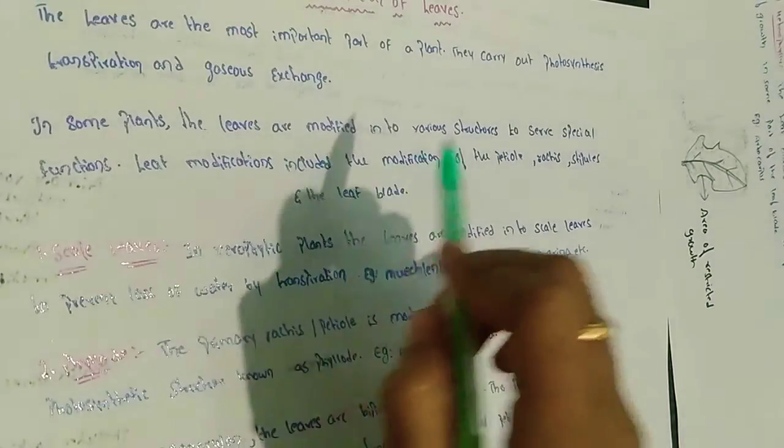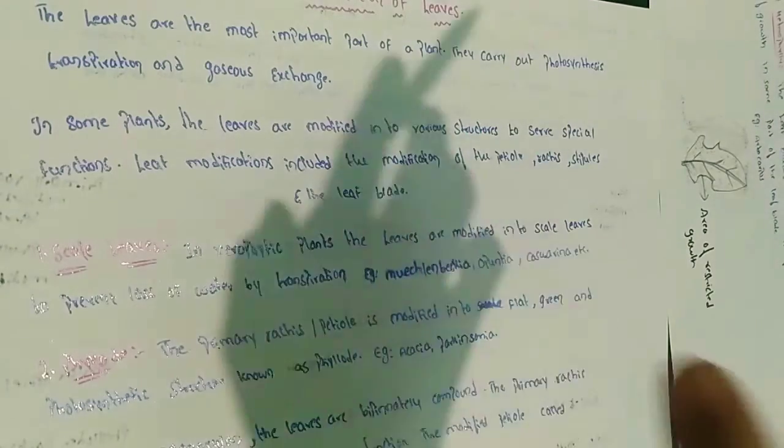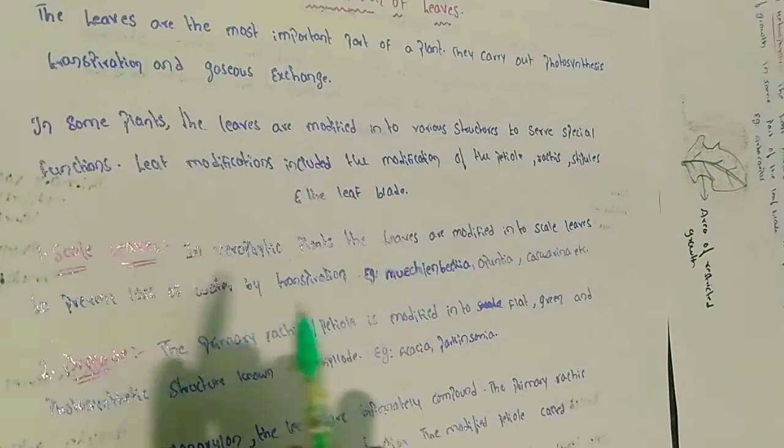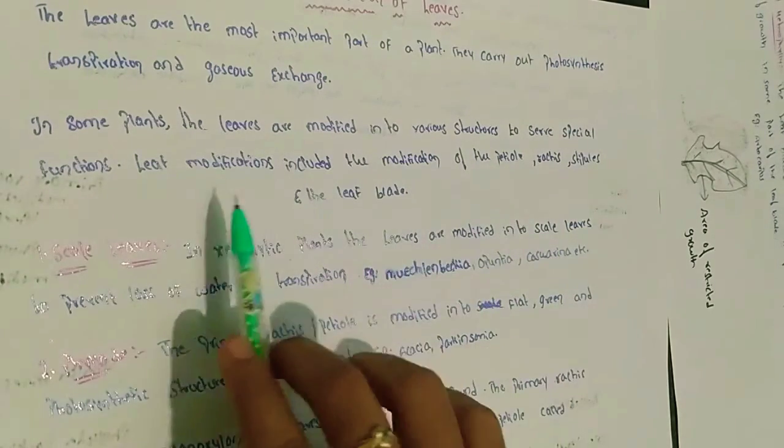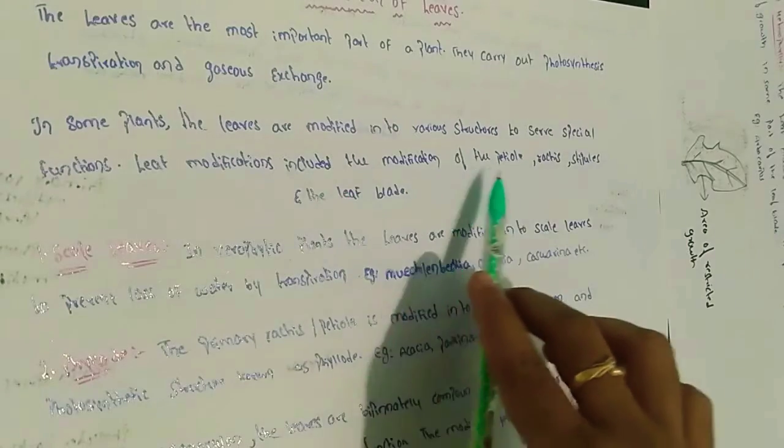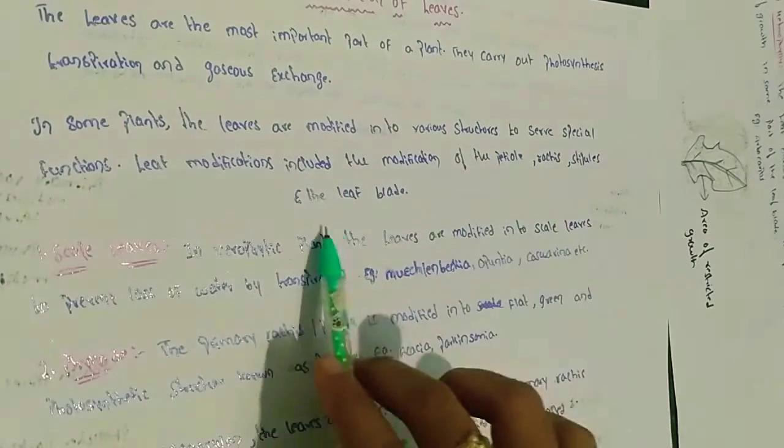In some plants, the leaves are modified into various structures to perform special functions. Leaf modifications include the modification of petiole, rachis, stipules and the leaf blade.